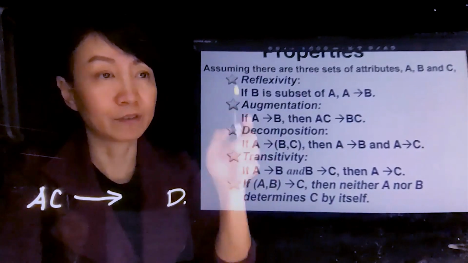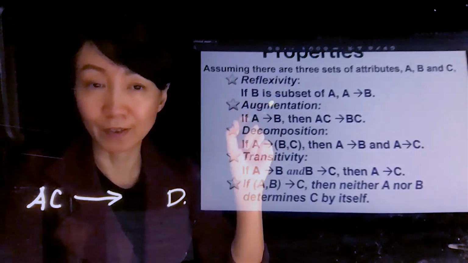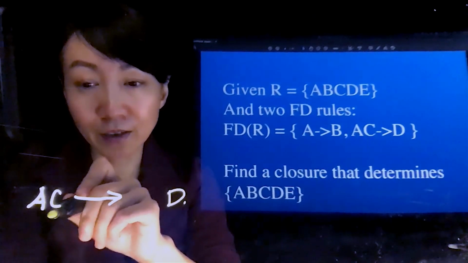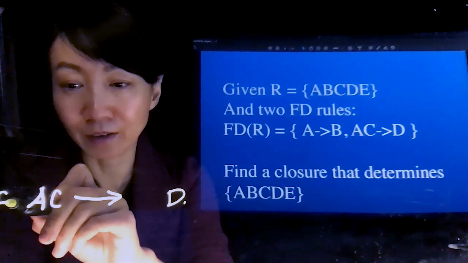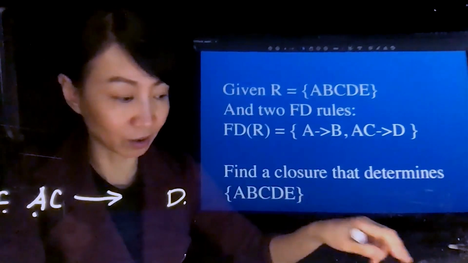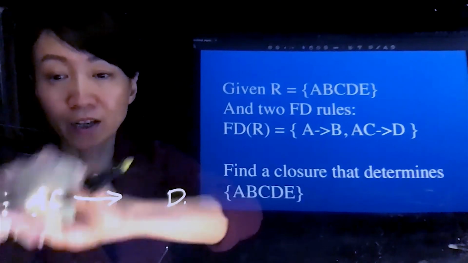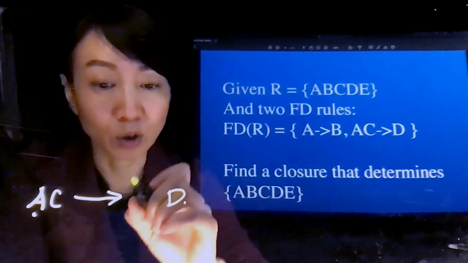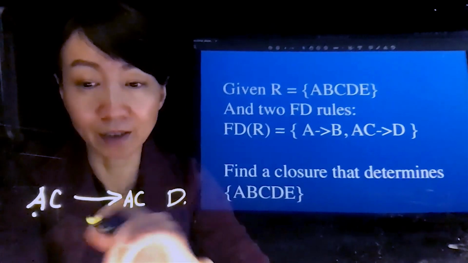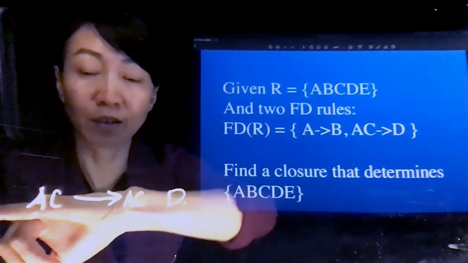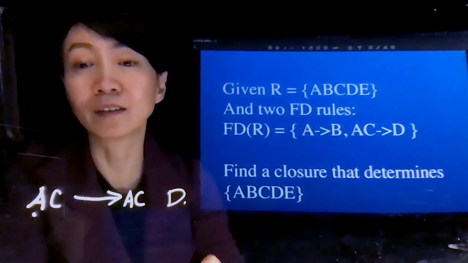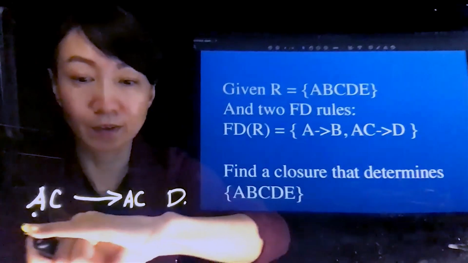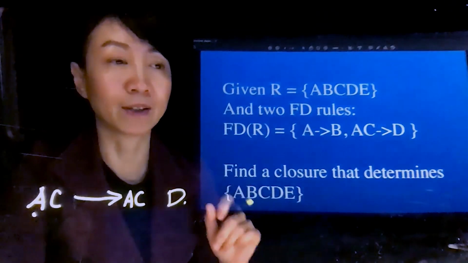Augmentation is: if A to B, then AC to BC. Okay. Then we just add AC. So if I add AC here, the union of AC and AC is still just AC, because a set doesn't contain duplicate values. All the values in a set are unique. So we can add AC on the right-hand side, but if you add AC to the left-hand side, it's just redundant. We can get rid of that. So AC on the right-hand side is still true, according to augmentation.